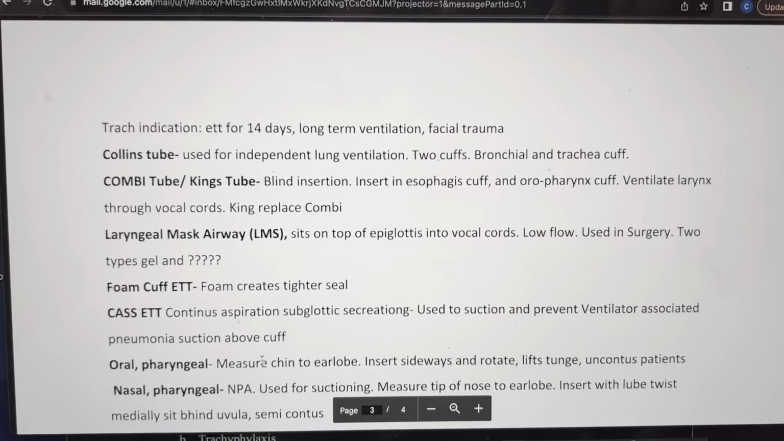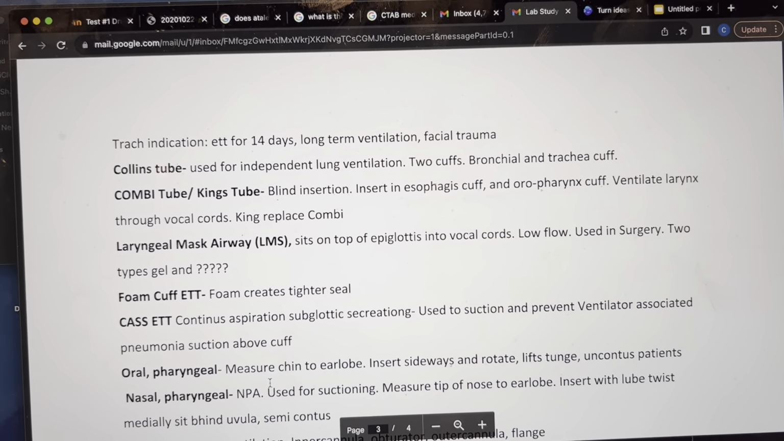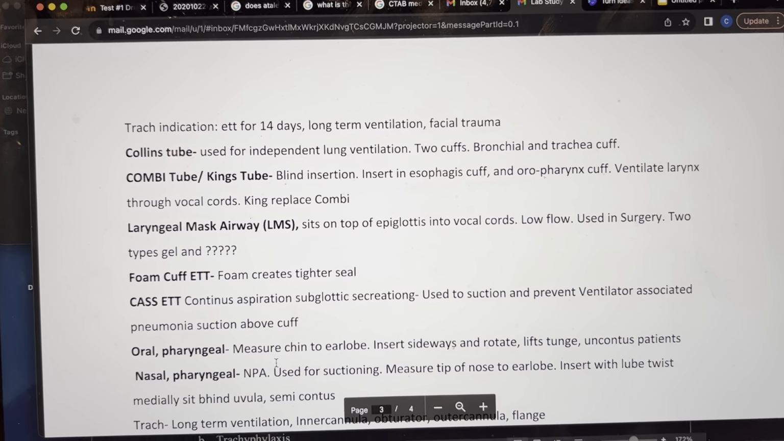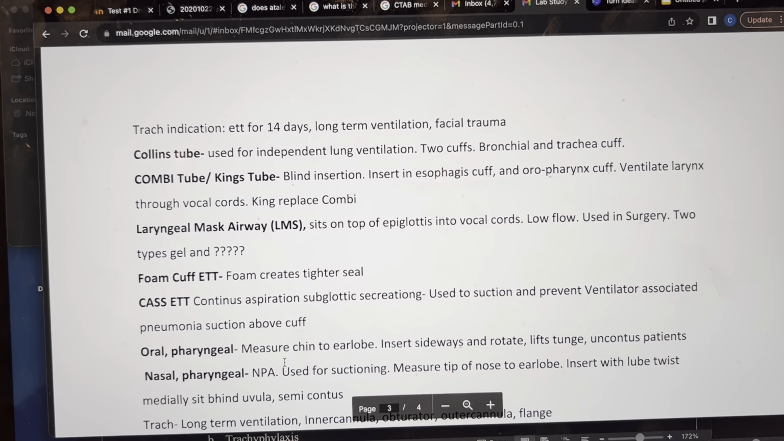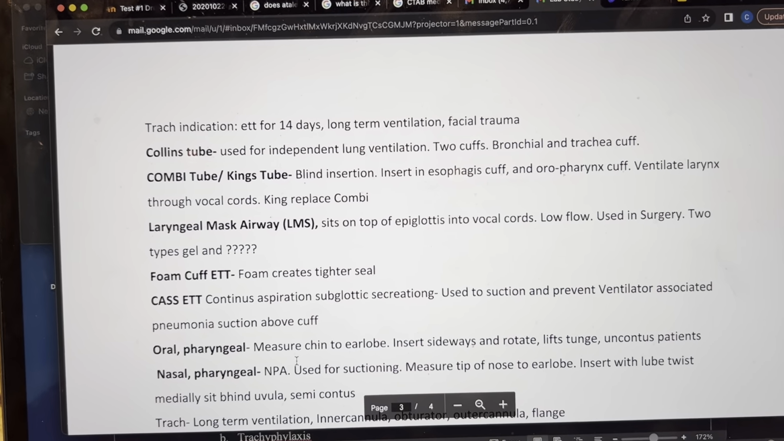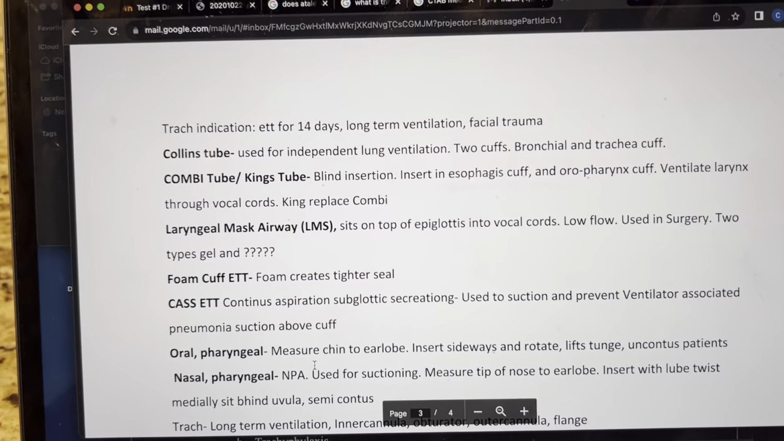Trach indication. If you're going to put a trach in, they have to be on an endotracheal tube for at least 14 days. Tracheostomies are for long-term ventilation, or if the patient has facial trauma and still needs ventilation.